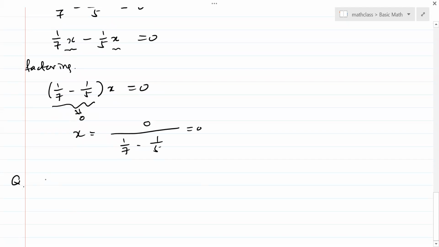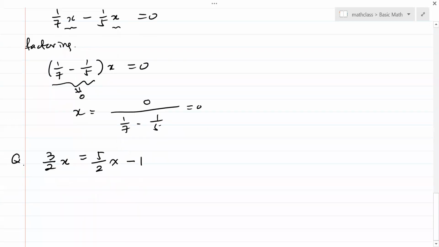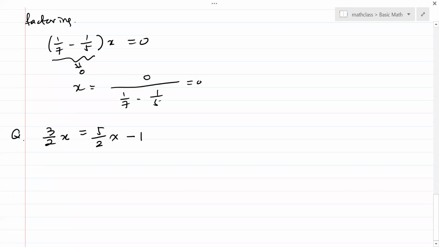Okay, so I'm going to ask you to do this problem. I'll give you a few minutes. 3 over 2x equals 5 over 2x minus 1. Please solve this equation. So here we have this kind of equation similar to the problems we discussed in the last class, but here we have to deal with the fractions.